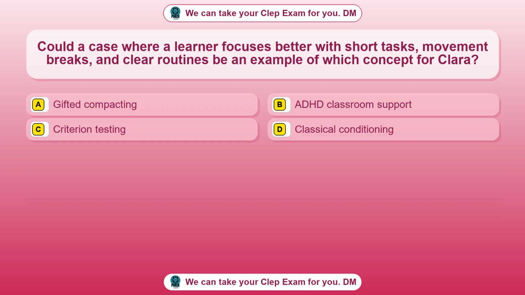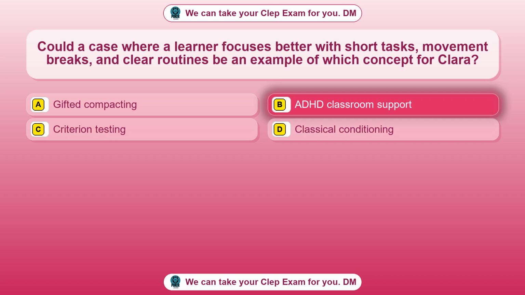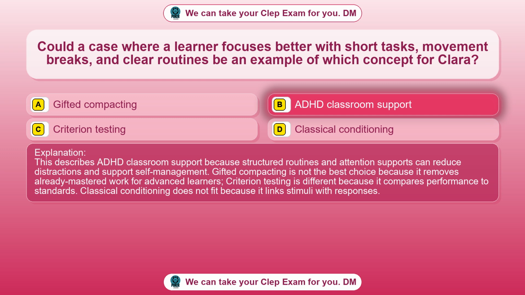Question 67. Could a case where a learner focuses better with short tasks, movement breaks, and clear routines be an example of which concept for Clara? Option A, gifted compacting. Option B, ADHD classroom support. Option C, criterion testing. Option D, classical conditioning. The correct answer is option B, ADHD classroom support. This describes ADHD classroom support because structured routines and attention supports can reduce distractions and support self-management.